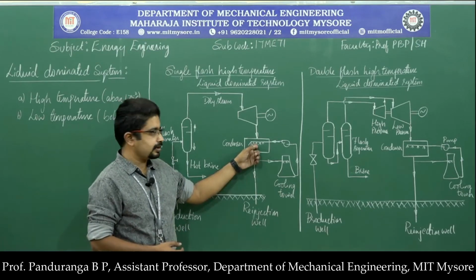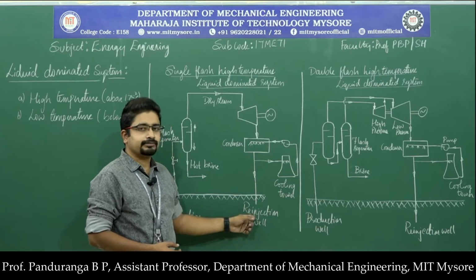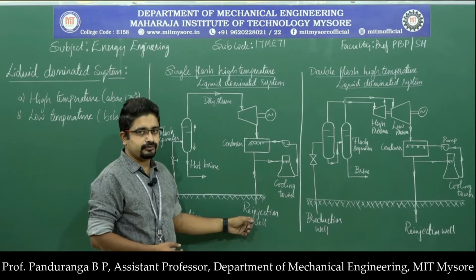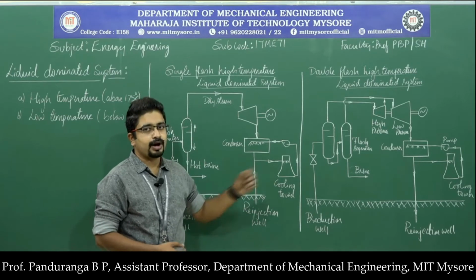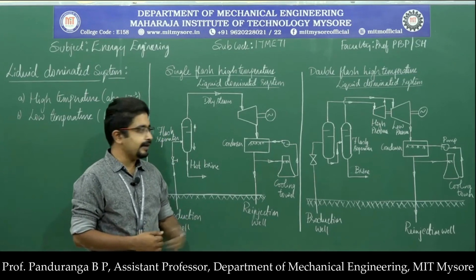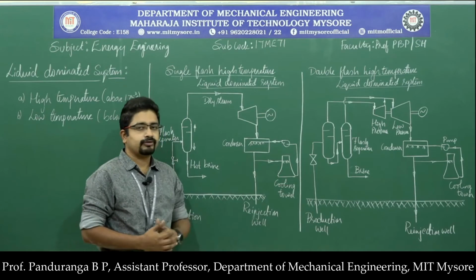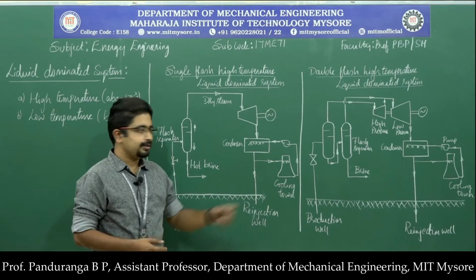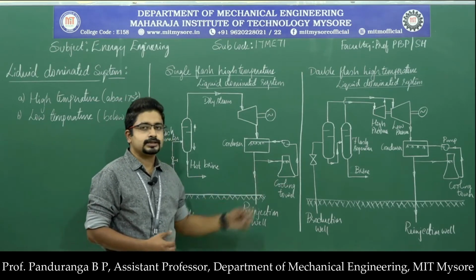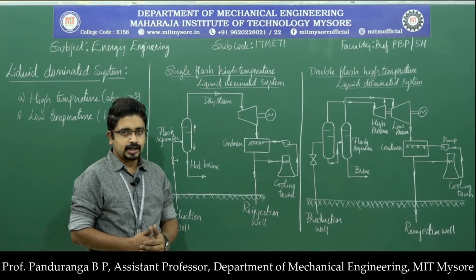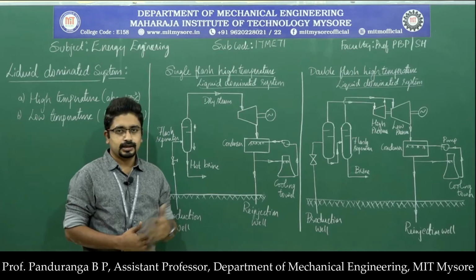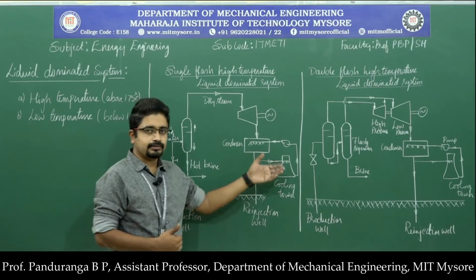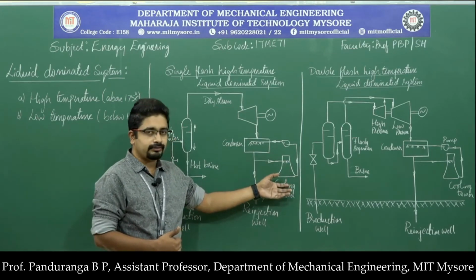The condensed water will be re-injected back into the re-injection well. At the same time, we take out a part of the water, and that will be passed through the cooling tower, because the water which is coming out of the condenser will be at a higher temperature, and the same water cannot be used for condensing the steam. So we need to bring the temperature to a lower value.